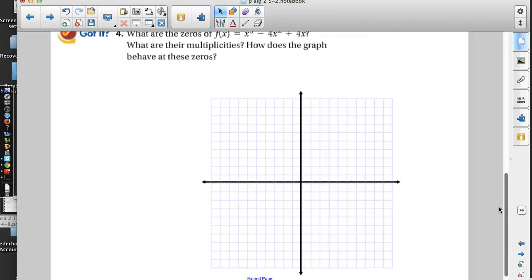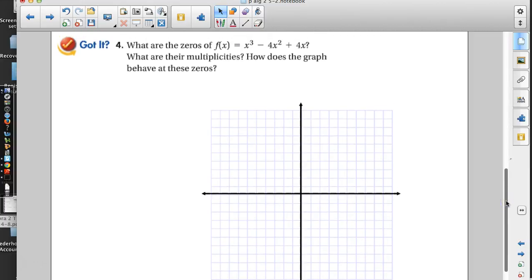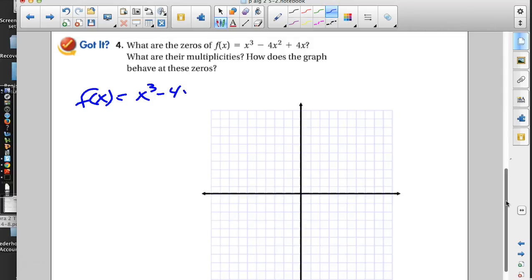Yes, we can. All right, f of x equals, and I apologize for that, but I had to get your tests back, just in case anybody is eligible for that retake. Had to do that.